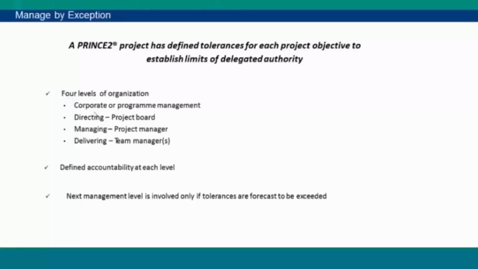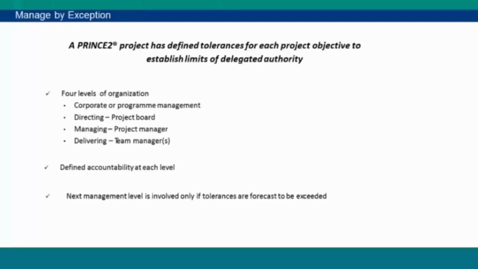Corporate: who will come under corporate management? The chairman, the owner of a company, that is the corporate management. And at the directing level, we have a project board. In the project board, we have three roles. One is executive, then we have senior supplier, then we have senior user. The executive will be the CEO, CFO, CIO; these come under the executive level. Then we have the senior user, maybe the product owner who is communicating with the end users. And the senior supplier is whoever is supplying. So those come under it.